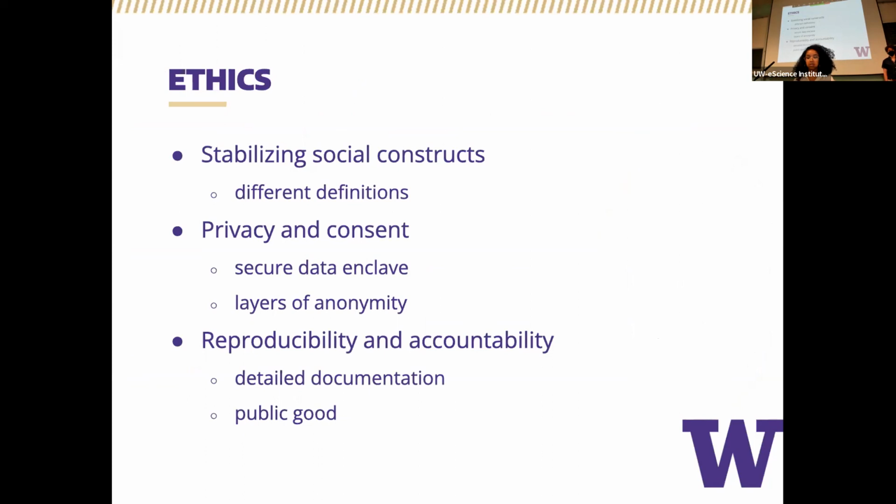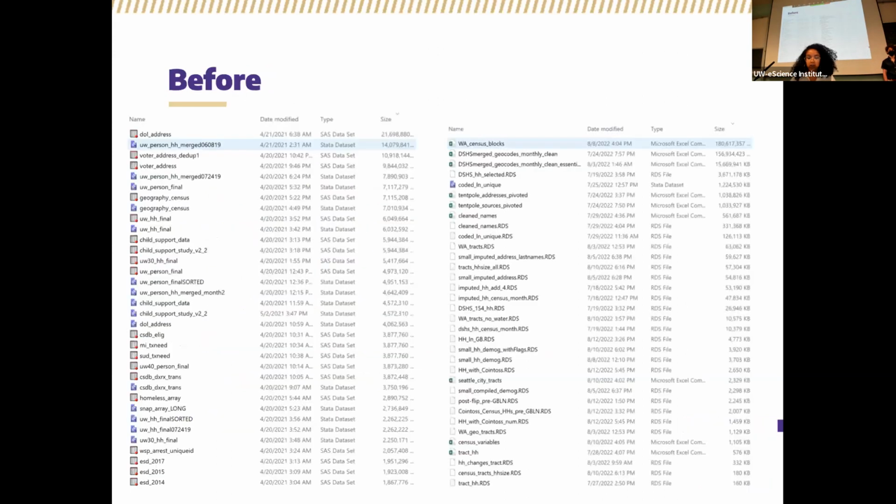While we were doing this, we had to recognize these are people that we are talking about, and we were always thinking about the ethical considerations with using administrative data. We tried to think about what different definitions would consider atypical households as best we could, as well as using the enclave and layers of anonymity to maintain security and privacy of the data, having detailed documentation, and holding ourselves and each other accountable to use this data for public good, while remembering this is people that we're talking about.